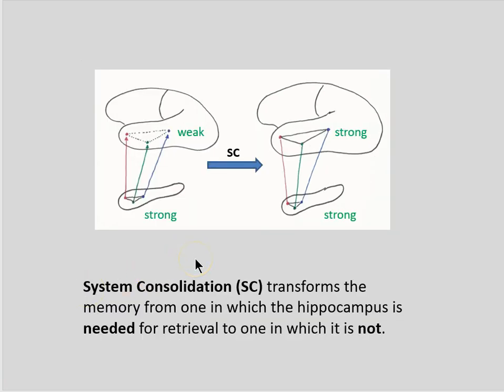We could say that system consolidation transforms the memory from one in which the hippocampus is needed for retrieval to one in which it is not. Again, we see the importance of the hippocampus here. If you don't have a hippocampus, you can't make any new memories. But once you consolidate a memory, then the hippocampus will no longer be needed to access that information. We would say that's semantic memory, and it can be accessed without a hippocampus.